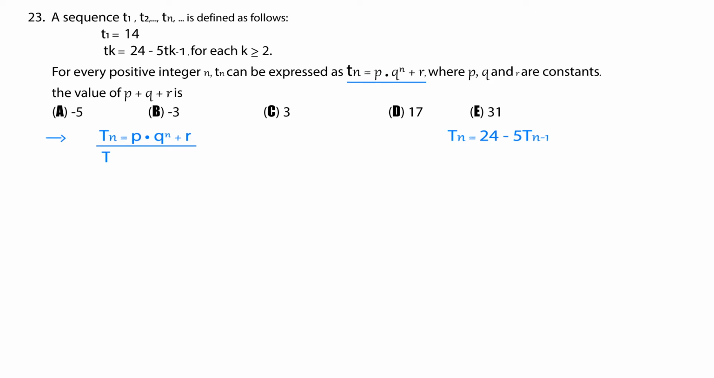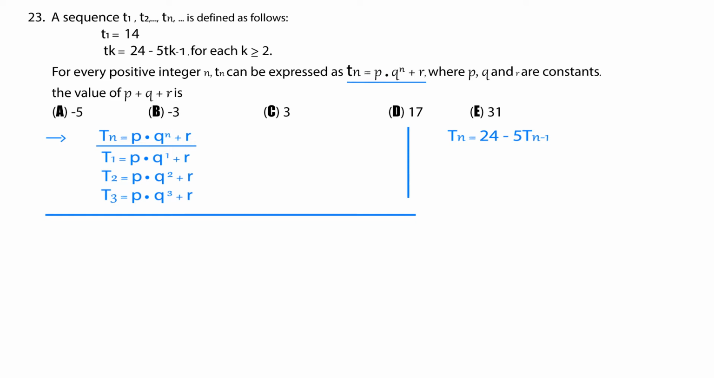So let's first look at this one here. If n is 1, we'd have p times q to the power of 1 plus r. If n is 2, we'd have p times q to the power of 2 plus r. If n is 3, t3, we'd have p times q to the power of 3 plus r. So you get the point, right? You just plug in 1, 2, and 3 where the n is. Now let's turn our attention to this one, tn. T1 they've given us as 14. That's given right here. So we'll figure out t2, t3, and let's see what we get.